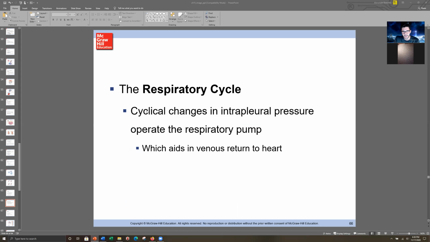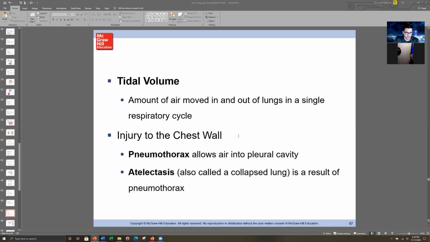Okay, so the respiratory cycle is the cyclical change in intrapleural pressure to operate the respiratory pump, which aids in venous return to the heart. Now let's talk about volume of gas within the lungs throughout the respiratory cycle. We've got something called tidal volume, which is the amount of air moved in and out of the lungs in a single respiratory cycle, so just through normal breathing. That's our tidal volume: how much I inspire and how much I expire combined.